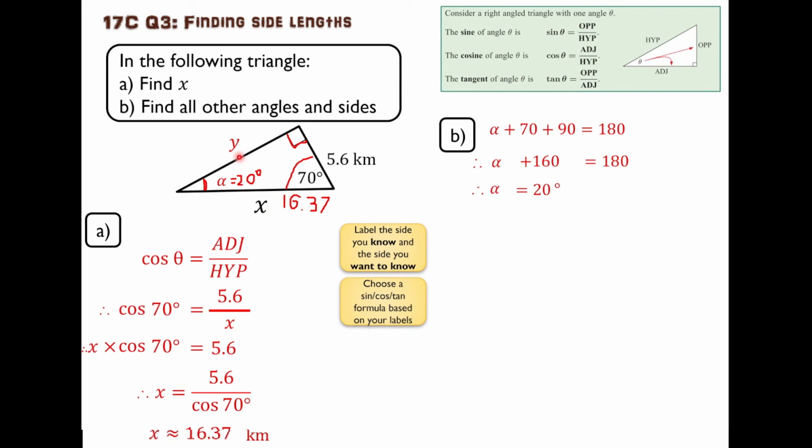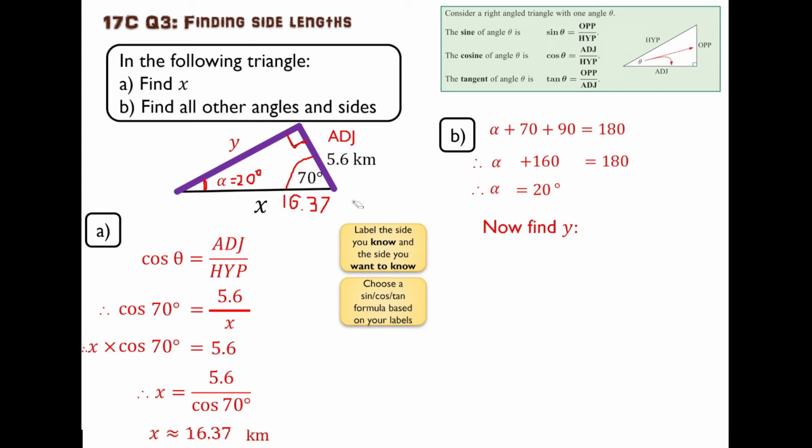So now we can use trigonometry to figure out this. To find Y, and let's describe what we're doing now, find Y. We can label the side that we know, the side that we want to know. One side that we know is this one here, and that, compared to this 70 degrees, is still adjacent. And the side that we want to know now is Y. So this one here is the one we want to know, and that is opposite this angle.